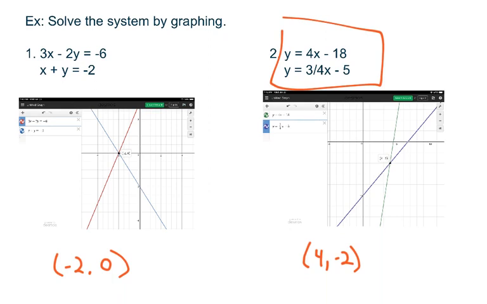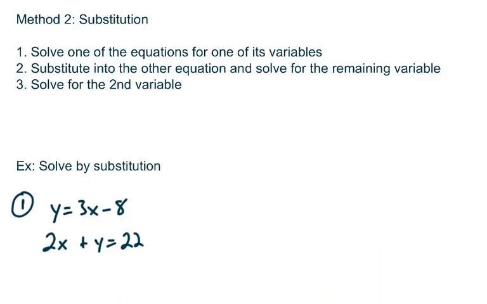The focus of this video is going to be the other two methods. The first one is the substitution method, and we talked about this in Algebra 2 when we were talking about three variable systems, and that's what the next video is going to be, solving three variable systems. Again, just another section of review.